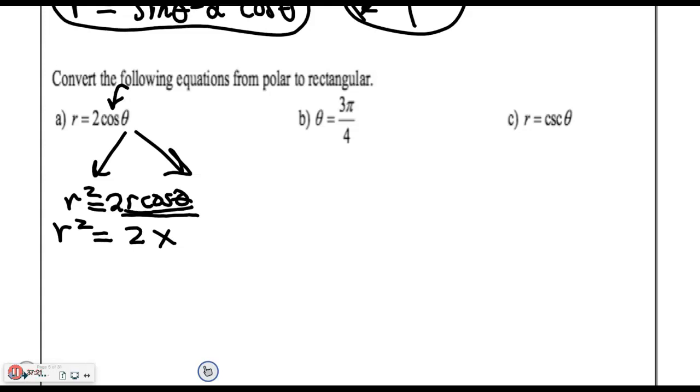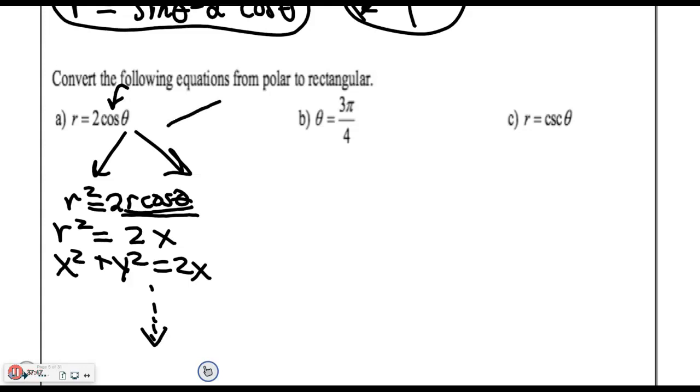What's r squared? I don't want r. I want x's and y's. X squared plus y squared. Okay? Now it's all rectangular, and I could solve it for y. You can almost do it in your head. Y would equal plus or minus the square root of 2x minus x squared. It's done. Okay? That's one approach. It's just to create what you want. We've always kind of done that.